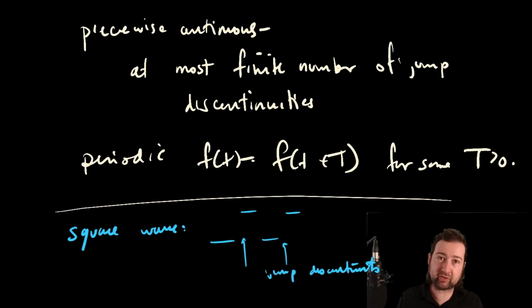And the derivative of the square wave is 0 everywhere it's defined because the function is always flat. So f prime is also continuous because the derivative is 0. And so that's why the square wave can be approximated or expanded in terms of complex exponentials using a Fourier series.